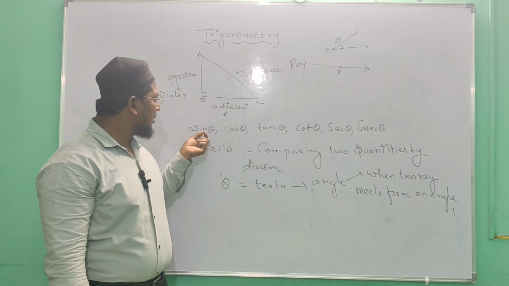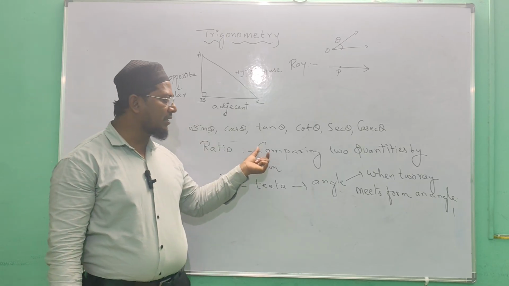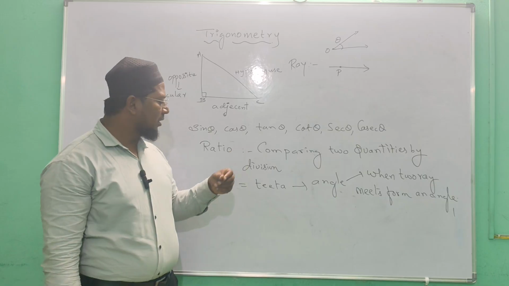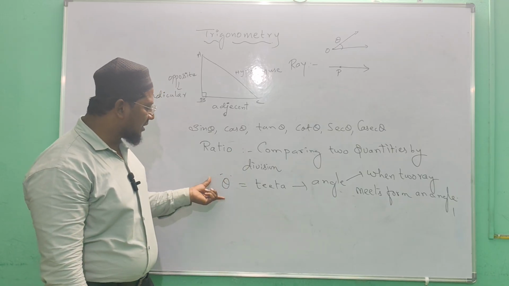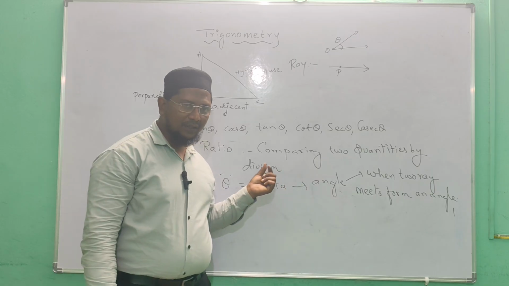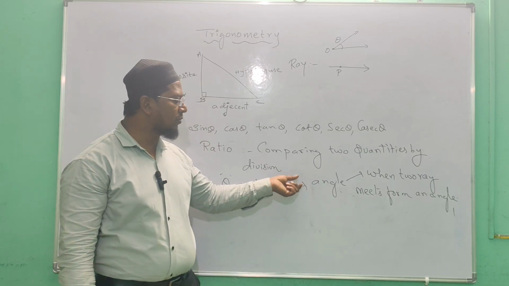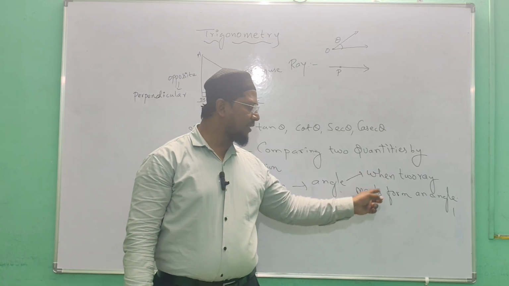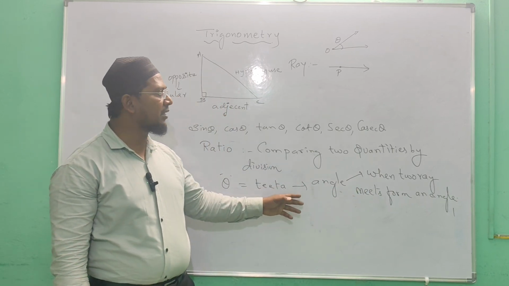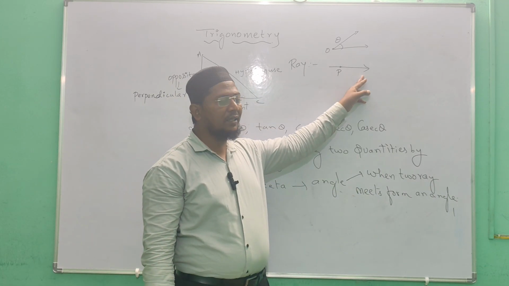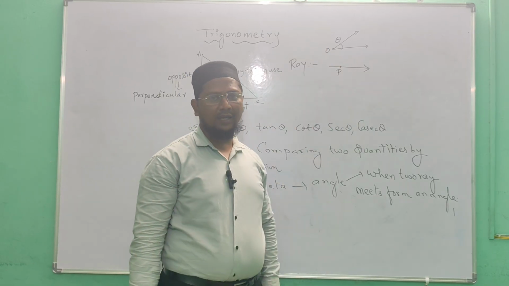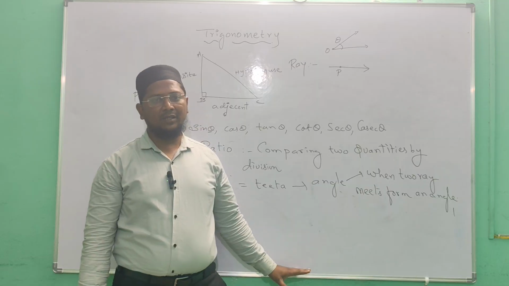So what is a ratio? Ratio means comparison between two quantities by the division method. And what is theta here? Theta is used to express an angle. So what is an angle? When two rays meet, they form an angle. So what is a ray? Ray means one side is a point, the other side is a direction. This is the symbol of a ray. These two rays meet to form an angle. So these are the basics of trigonometry.